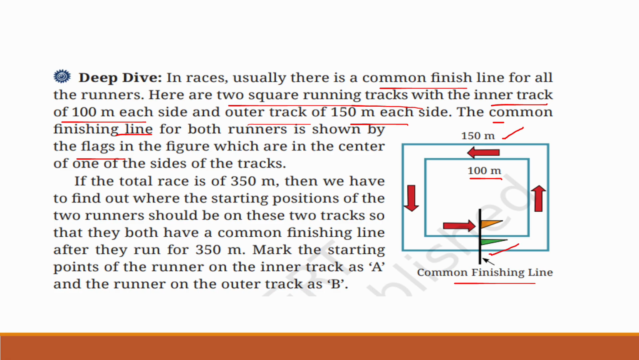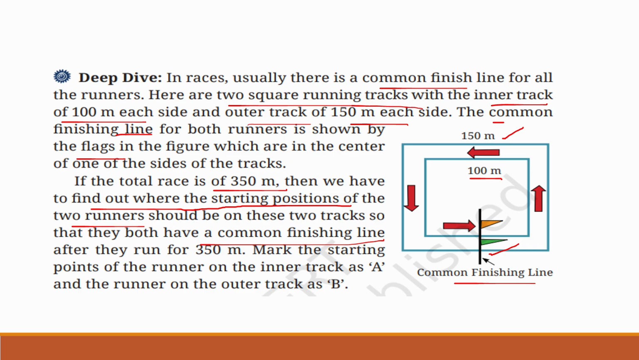If the total race is of 350 meter, then we have to find out where the starting positions of the two runners should be on these two tracks so that they both have a common finishing line after they run for 350 meter. So here there are two runners. One is running along the inner track and the other is running along the outer track. Both have a common finishing line.